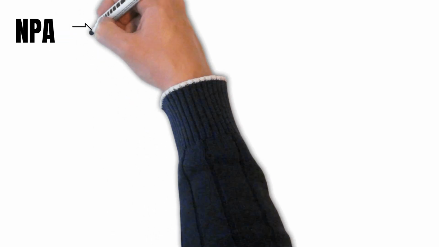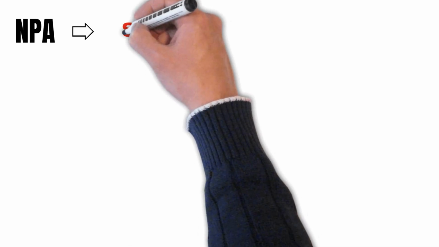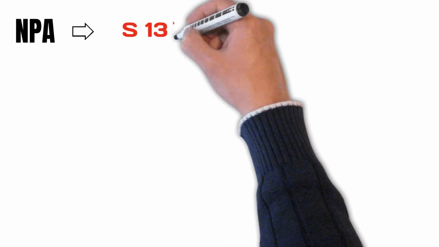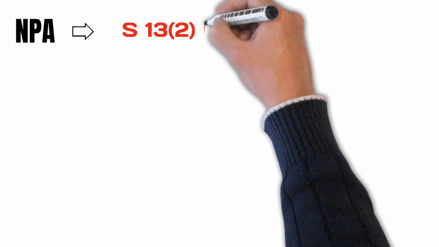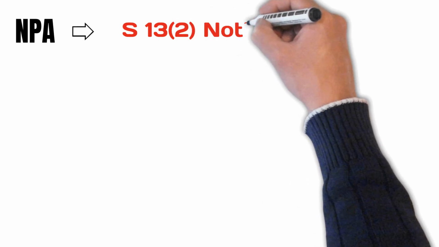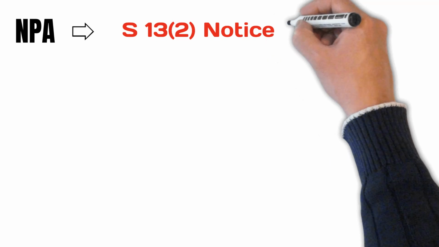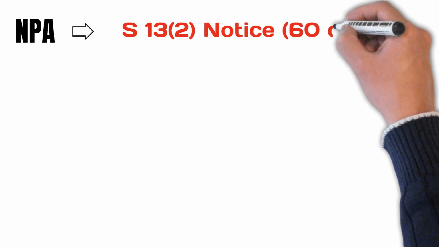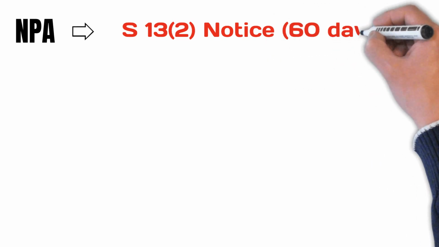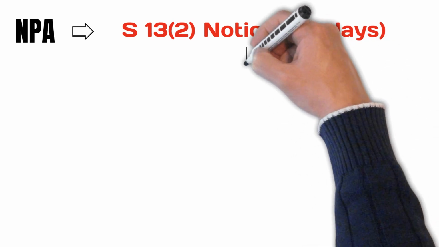Let's break down the three-step timeline that you must write flawlessly in your main answer. Step 1. The 60-day notice. Under Section 13(2), once an account is classified as an NPA, the secured creditor, which is the bank or any other financial institution, issues a demand notice giving the borrower exactly 60 days to discharge their liabilities in full.